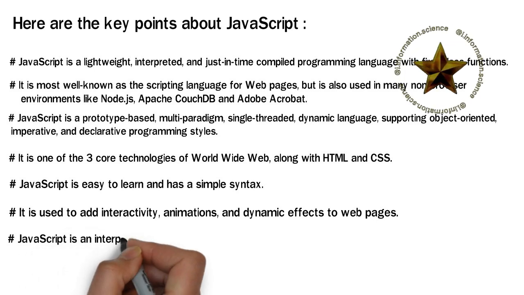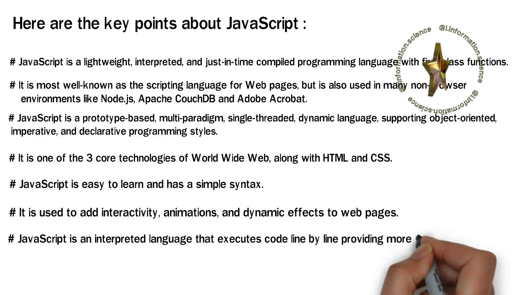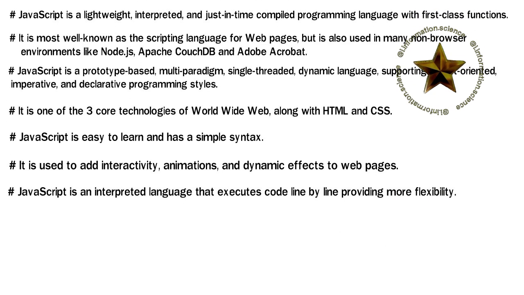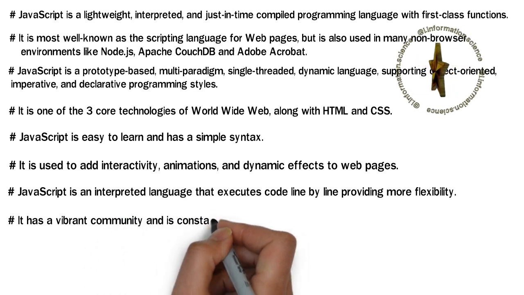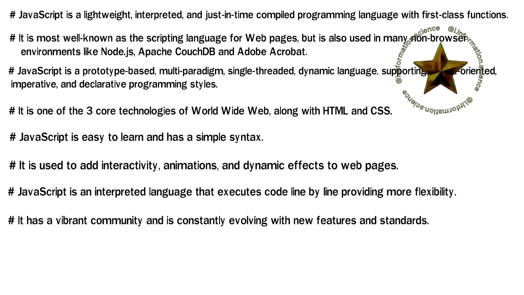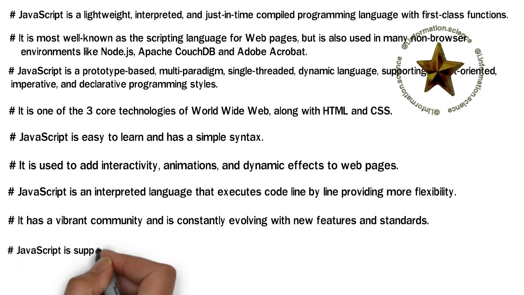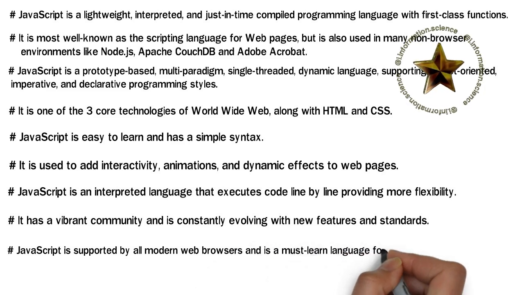JavaScript is an interpreted language that executes code line by line, providing more flexibility. It has a vibrant community and is constantly evolving with new features and standards. JavaScript is supported by all modern web browsers and is a must-learn language for web developers.